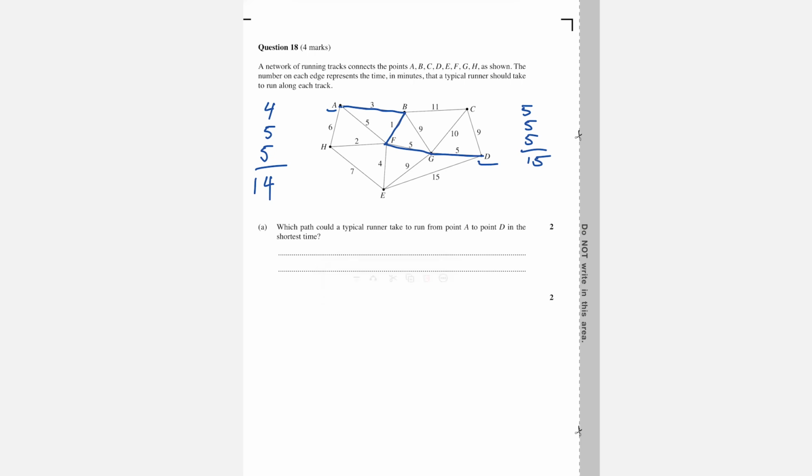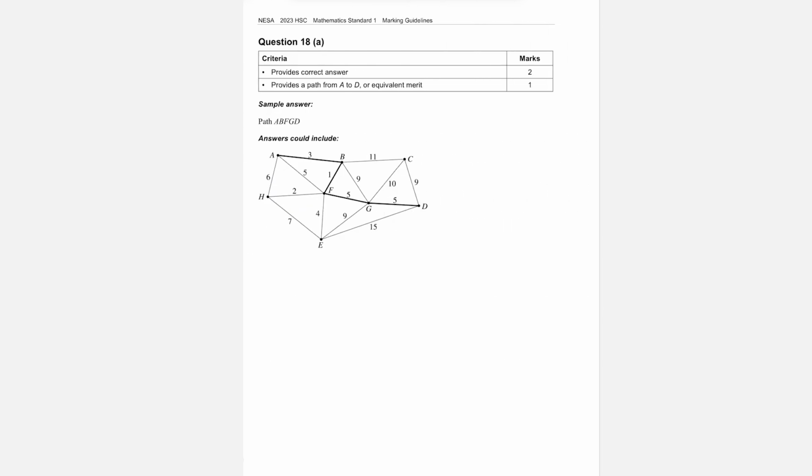So the shortest path, it's going to be AB, F, G, D, and it's going to be 14 minutes. Let's check our answer. A, B, F, G, D.